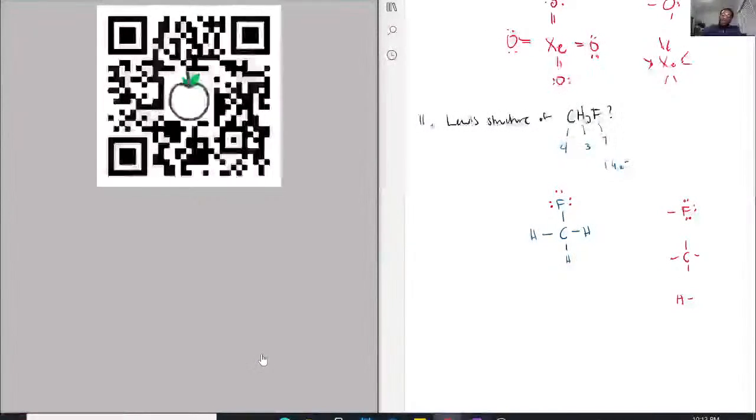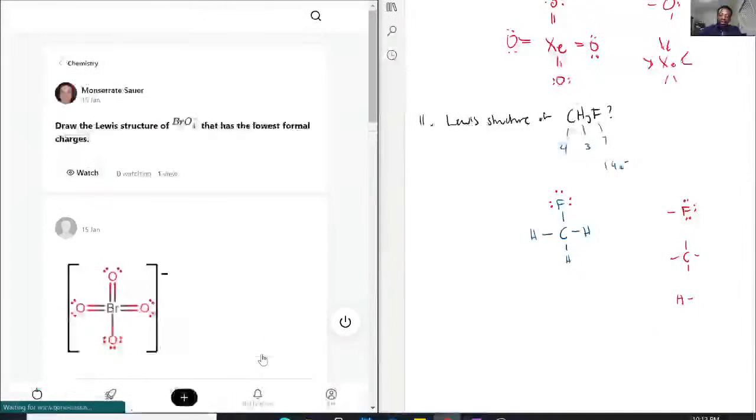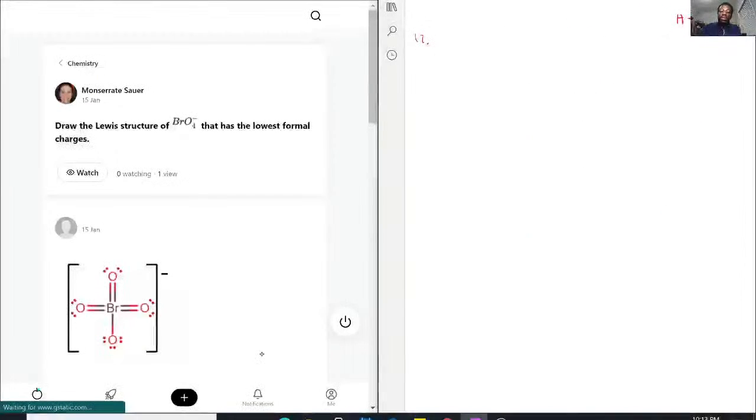And now, for question number 12, we have draw the Lewis structure of BrO4 that has the lowest formal charges. So we want BrO4 minus, okay, giving this more space here. And we want the one that has the lowest formal charges, okay? It's not just that everything just cancels out. That's not what they mean. They mean that throughout the whole molecule, it doesn't have many deviations from 0.